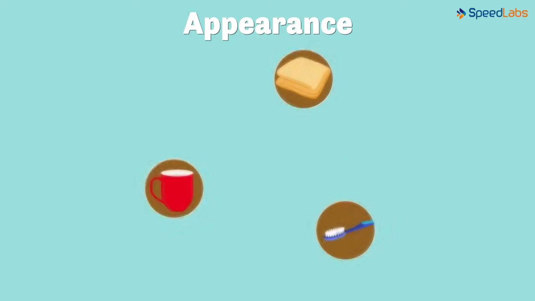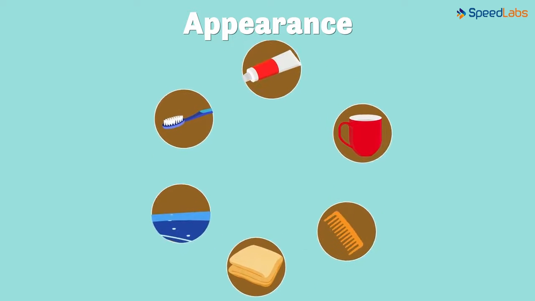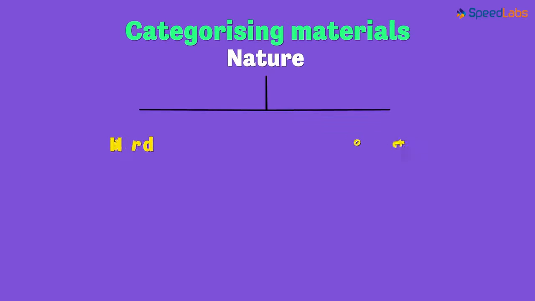In the previous video, we took a look at appearance, one of the parameters for sorting materials around us. Now let's talk about a few more from the list. The next parameter is the nature of the material. Is it hard or is it soft? How do we define hard and soft?